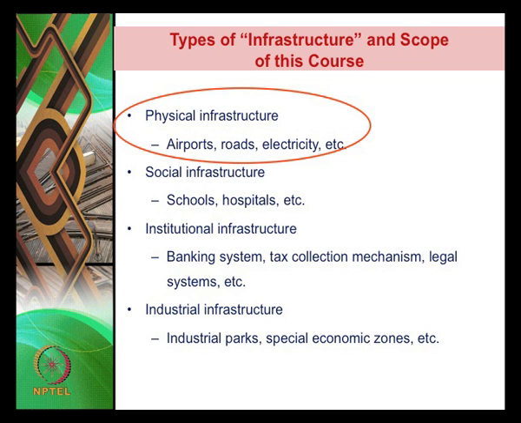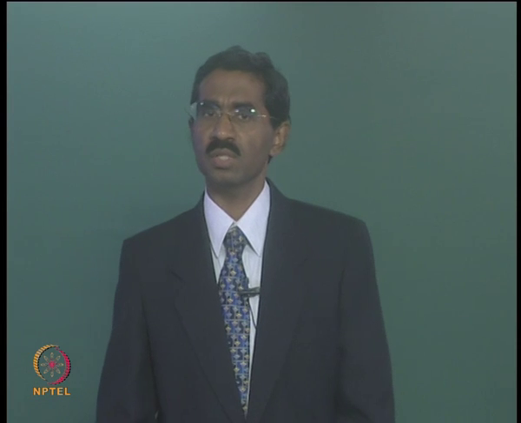First is physical infrastructure. So physical infrastructure is something that you have looked at all along so far. Whatever is being mentioned under the economic survey, whatever is being mentioned by the ministry is all coming under what is called physical infrastructure. For example, airports, roads and electricity is all physical infrastructure. We should also understand that there are other types of infrastructure that we should be aware of.